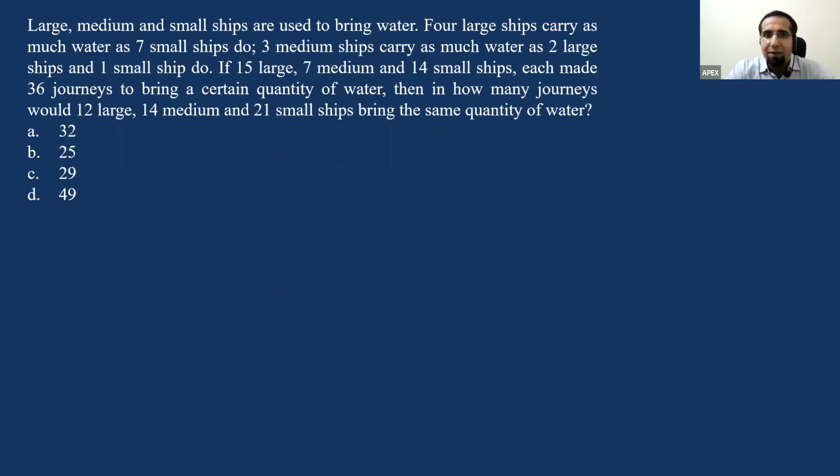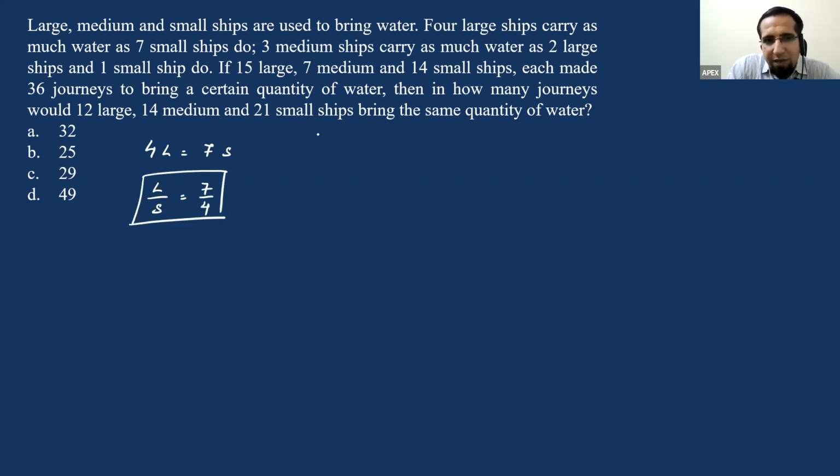Now, this is again a very lovely question, which is more or less on the lines of time and work, the Mandays model. Large, medium, and small ships are used to bring water. 4 large ships carry as much water as 7 small ships do. So 4 large is equal to 7 small, or large by small is equal to 7 by 4.